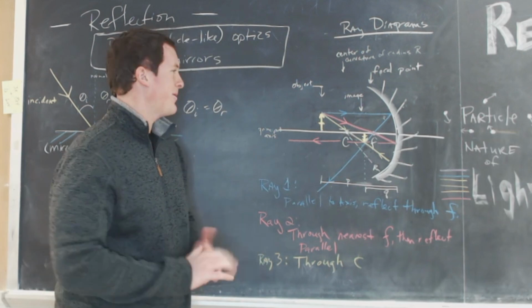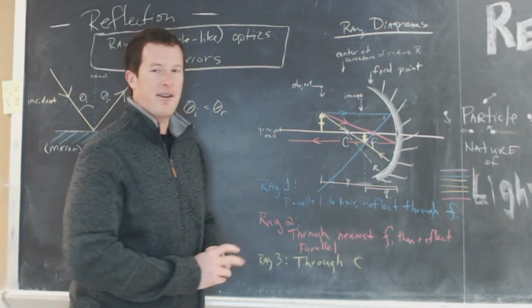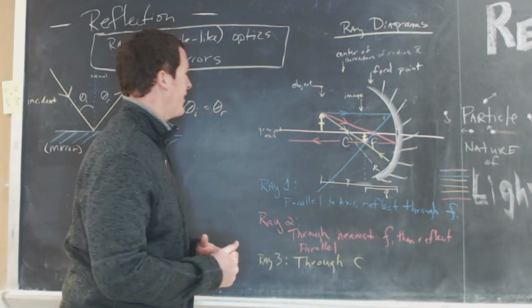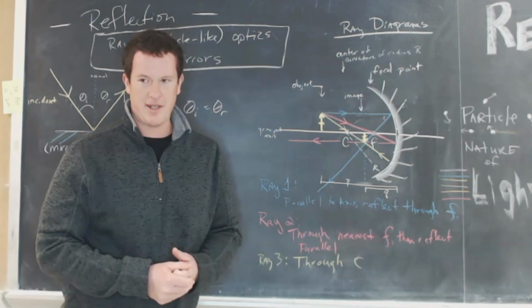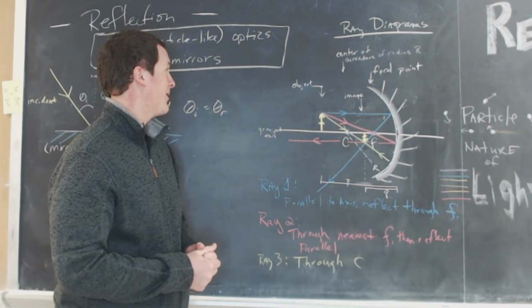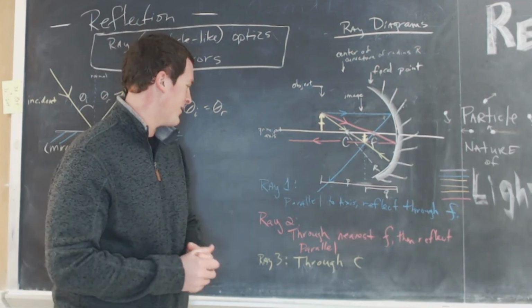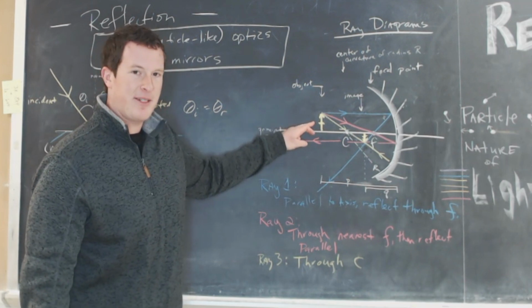Okay, so now that you know some of the basics about reflection, now we can talk about how to draw ray diagrams. And ray diagrams will help you determine where your image is located. So I'm going to walk you through the steps of drawing a ray diagram for this example here. In this case, this yellow arrow right here is your object.